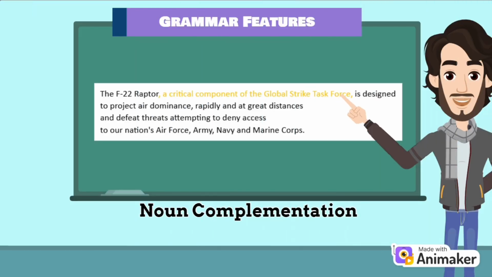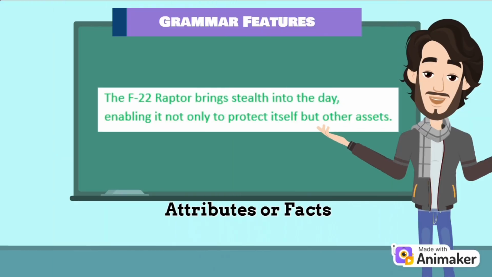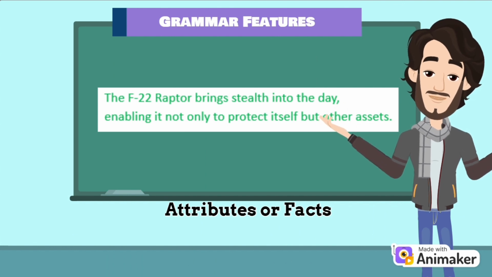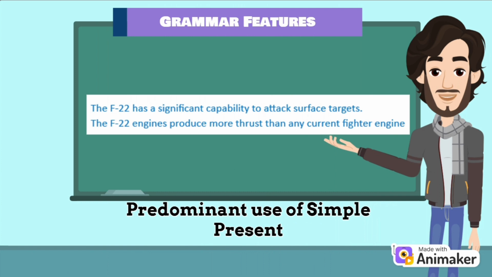We also have noun complementation. Here we have an example of a non-defining relative clause to complement the noun, the F-22 Raptor, to refer to information of the F-22, but not necessarily important to the text. In this case, the F-22 Raptor being a critical component of the Global Strike Task Force. We also have the use of attributes or facts, which states objective information about the subject, in this case, the stealth capabilities of the F-22. And for last, we have the predominant use of simple present tense, which can be seen on these sentences.